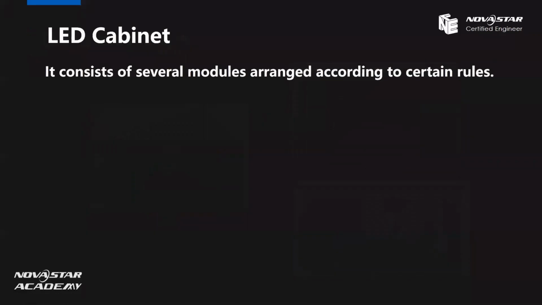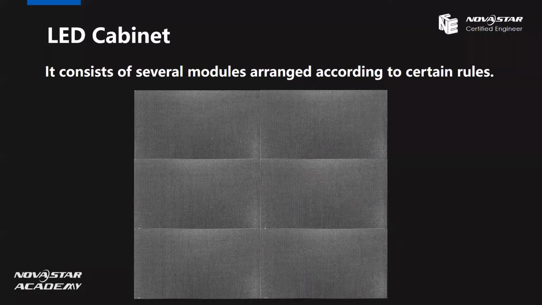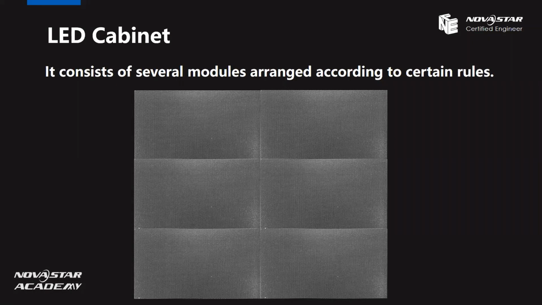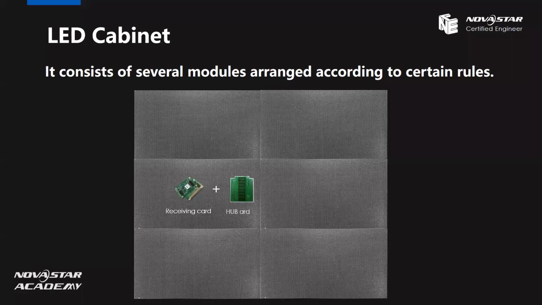Now after we have the LED module, we need to create an LED cabinet. As the picture shows, the LED cabinet consists of several LED modules arranged according to certain rows. And there is a receiving card and hub card inside each cabinet, connected to the LED module through a flight cable.